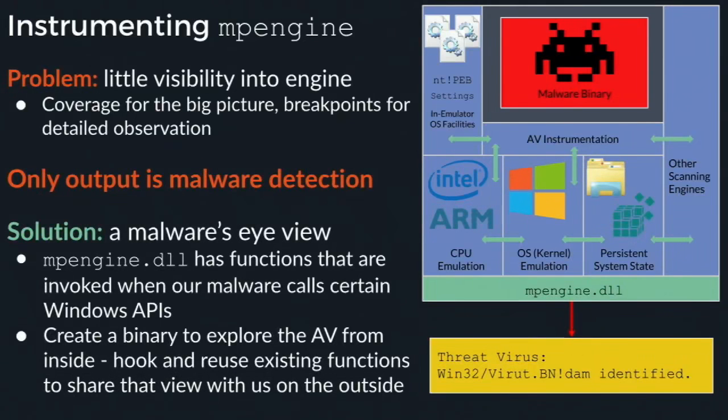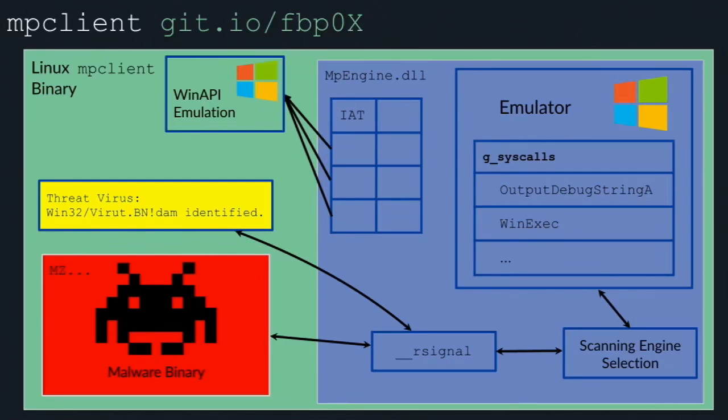So, to hook functions inside Defender so that when malware calls them, it can pass data out to the outside, and in turn, the outside can pass data back into the inside, and we can have two-way communication with the malware inside. So I want to talk about how that works.